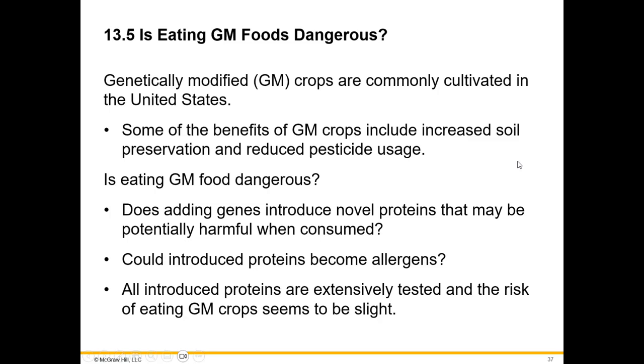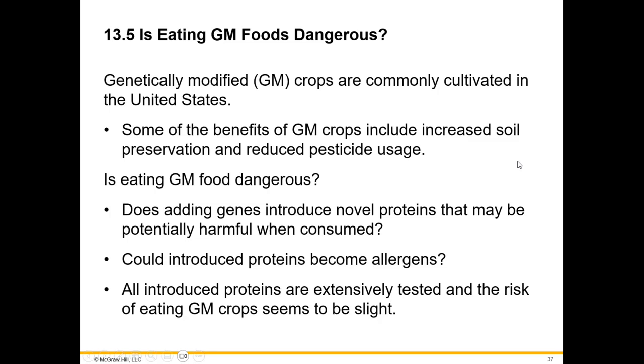It's such a new development in the course of human history and science itself, and it takes a lot of years for us to gather enough information to fully understand any new process in science. So some questions that come up include whether or not eating GM foods can be dangerous. So does adding genes introduce novel proteins that may be potentially harmful when consumed?